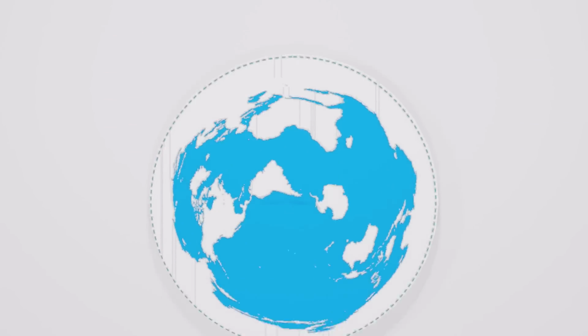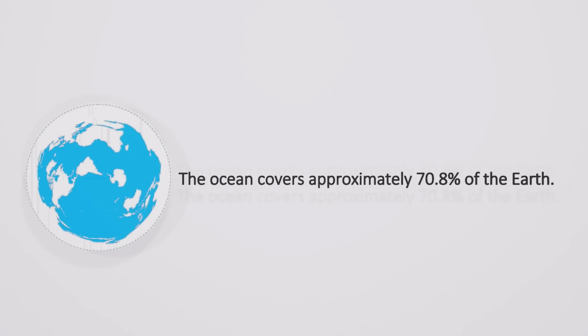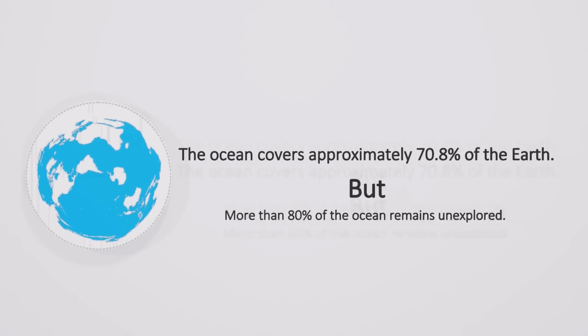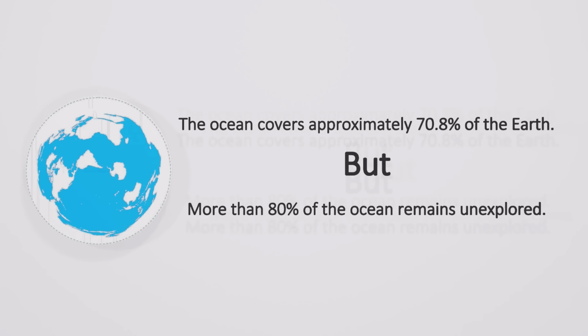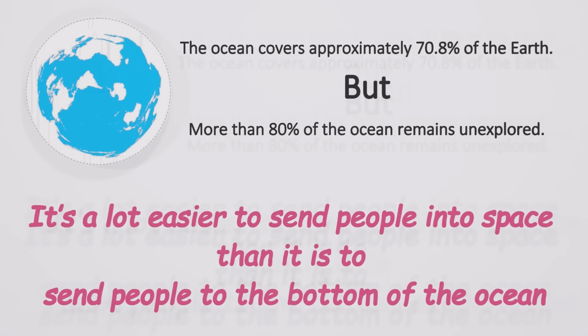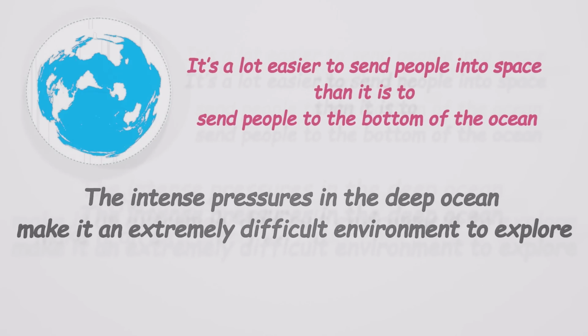The ocean covers approximately 70.8% of the Earth, but more than 80% of the ocean remains unexplored. In some ways, it's a lot easier to send people into space than it is to send people to the bottom of the ocean. The intense pressures in the deep ocean make it an extremely difficult environment to explore.